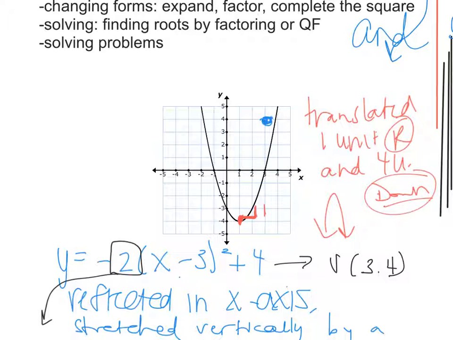3, 4. Make sure to label it with its coordinates if you're graphing for me in your exam, please. We're going to start there. We're going to go over 1 box and down by 2 boxes and put our next dot right there at 4, 2. Then we go over 1 more box and down by 6: 1, 2, 3, 4, 5, 6. That's the next point, 5, -4.